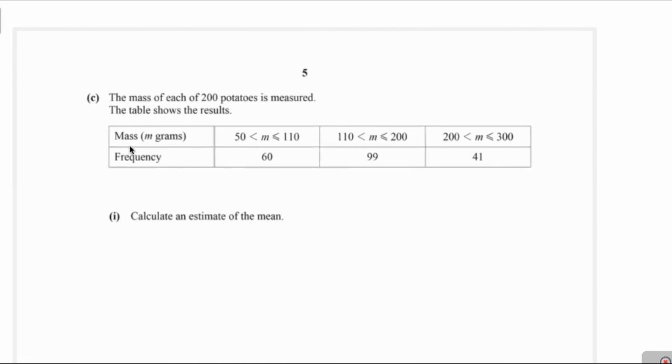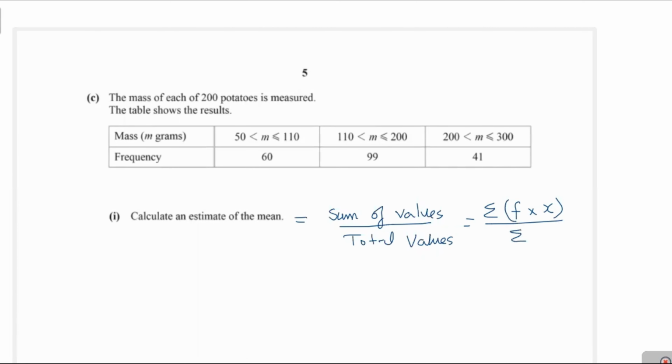The table shows the result, mass in grams and frequency here is given. Now calculate the estimate of the mean. Again, you see the formula of mean: sum of values divided by total number of values. And for the sum of values, we use the formula f multiplied by x and the summation of this product value.